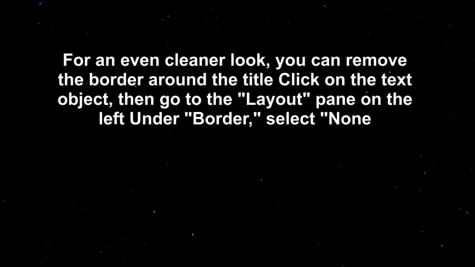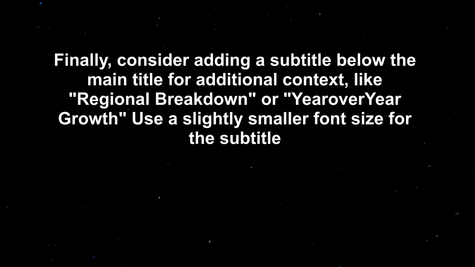For an even cleaner look, you can remove the border around the title. Click on the text object, then go to the Layout pane on the left under Border. Select None. Finally, consider adding a subtitle below the main title for additional context, like regional breakdown or year-over-year growth. Use a slightly smaller font size for the subtitle.